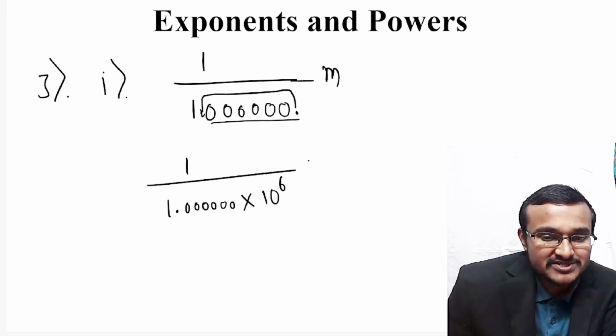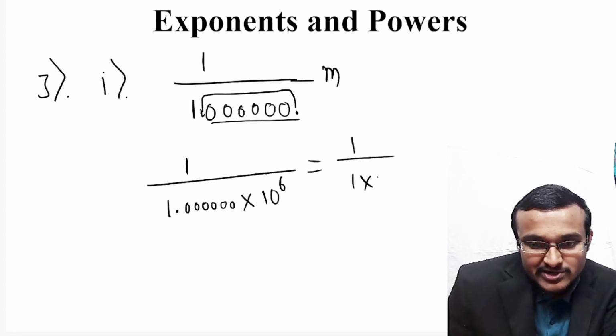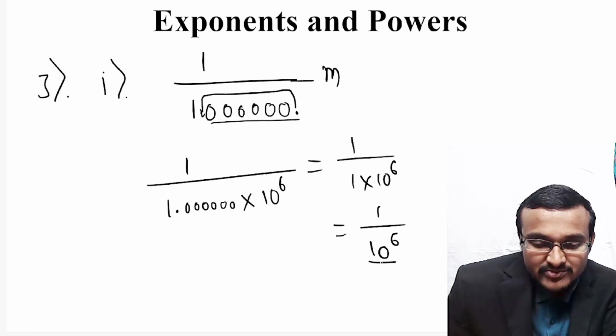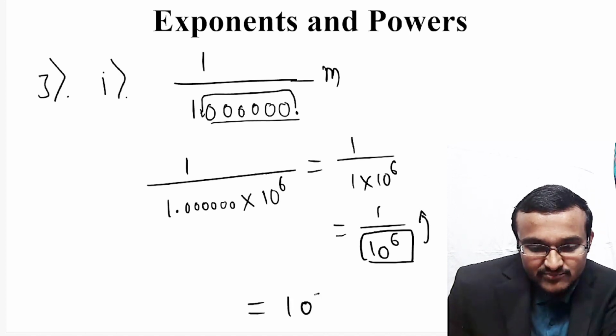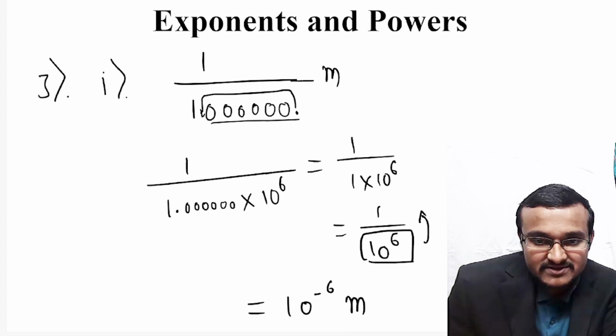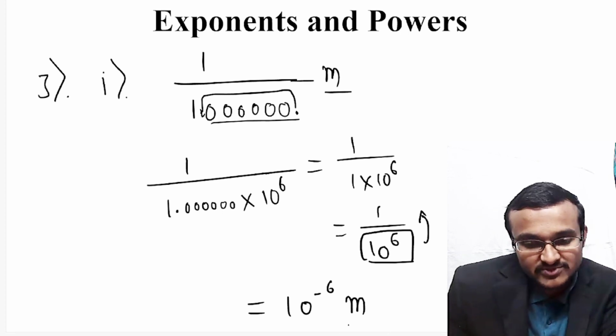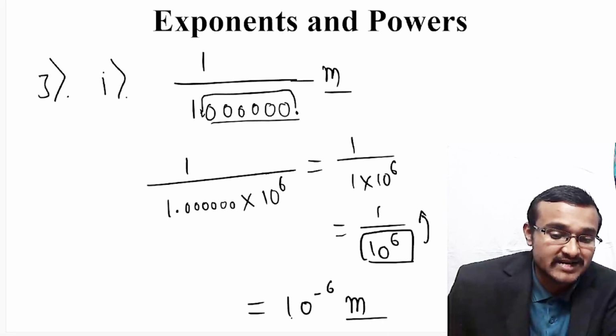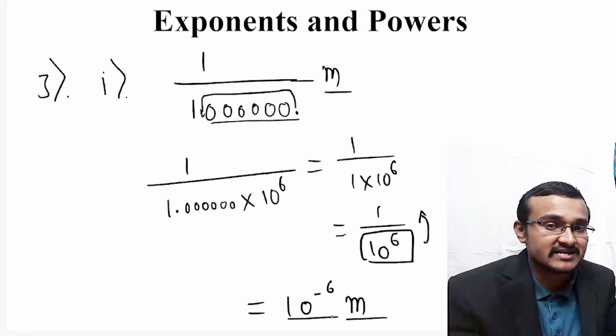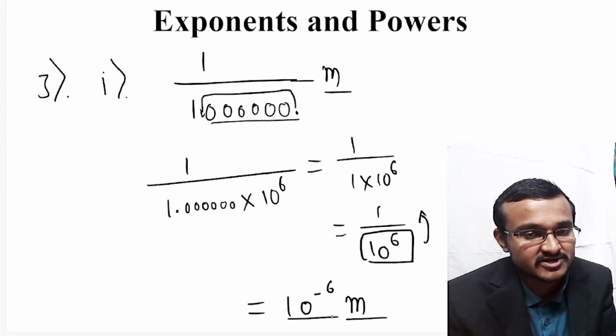So 1 into 10 power 6 will be 1 divided by 10 power 6. So when you bring this 10 power 6 to the numerator, it will become 10 power minus 6. So the value for this will be 10 power minus 6 meter. The meter is there in the question, so meter will be there in the answer. So 10 power minus 6 meter is the answer for the first question in this particular third question.